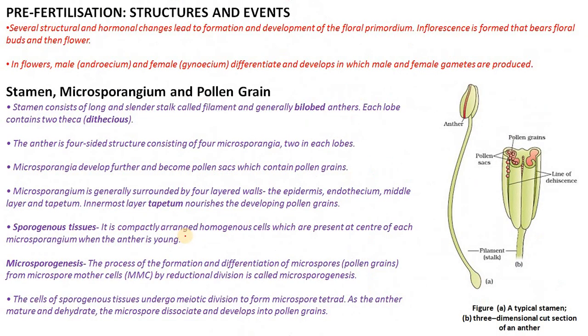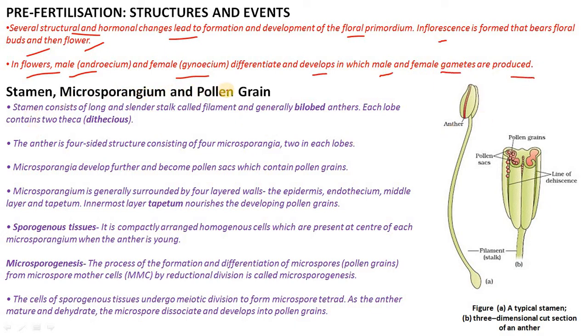Coming to the next, pre-fertilization, the structure and the events. Several structural and hormonal changes lead to the formation and development of the floral primordium. Inflorescence is formed that bears floral buds and then the flower. In flowers, the male androecium and female gynoecium differentiate and develop, in which male and female gametes are produced.